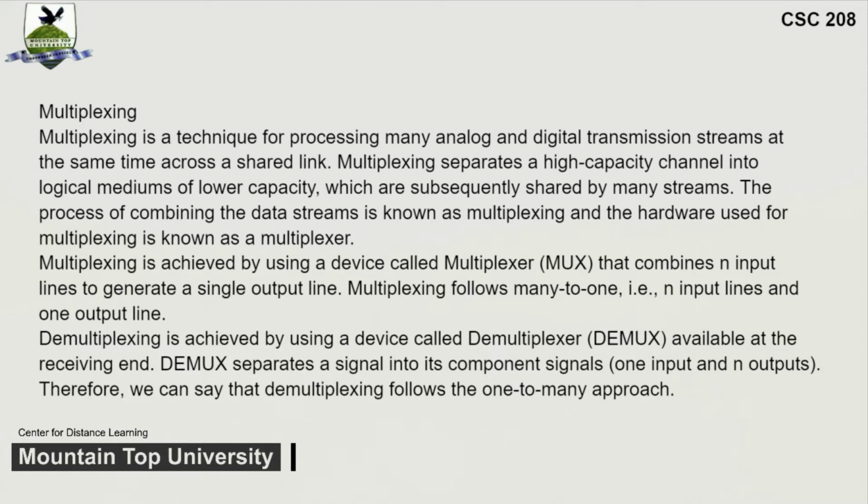a multiplexer. Multiplexing is achieved by using a device called multiplexer, MUX, that combines n input lines to generate a single output line. Multiplexing follows many to one, i.e., n input lines and one output line. Demultiplexing is achieved by using a device called demultiplexer, DeMux, available at the receiving end. DeMux separates a signal into its component signals, one input and n outputs. Therefore, we can say that demultiplexing follows the one-to-many approach.